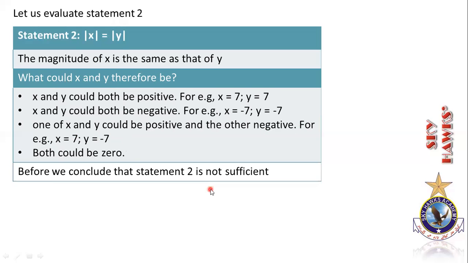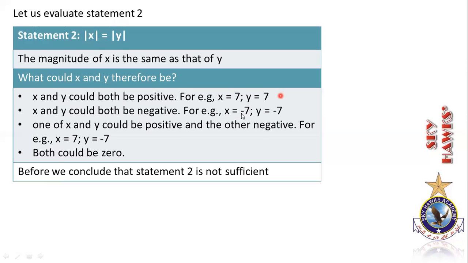Anyhow, look at this. Before we conclude, statement two alone is not sufficient. Why is it not sufficient? Because in this way the distinct elements are not there. These are the same, and this is also the same. So when we are considering this statement all alone, it is not fitting. Somebody can take both as positive 7.